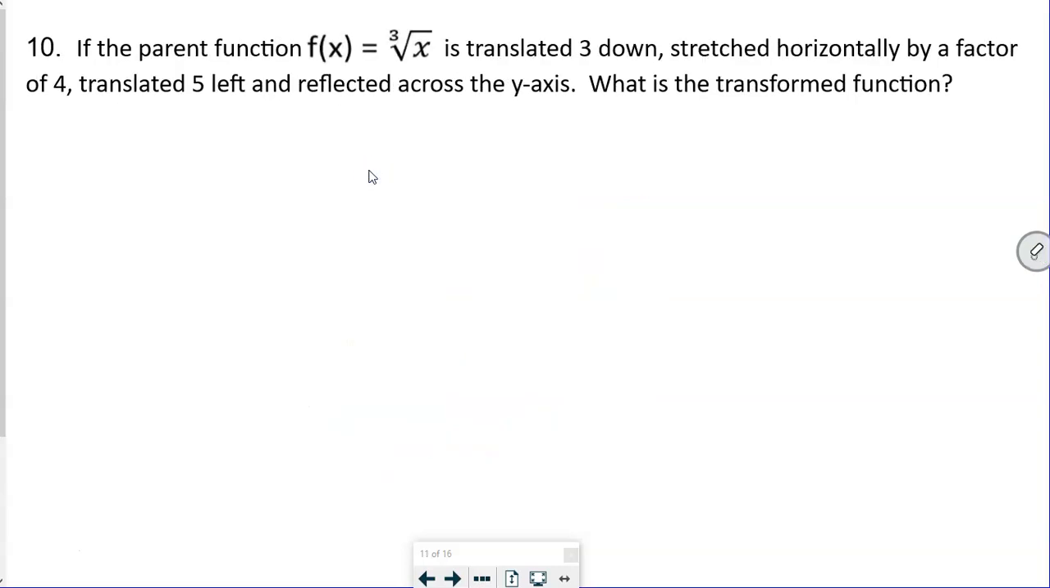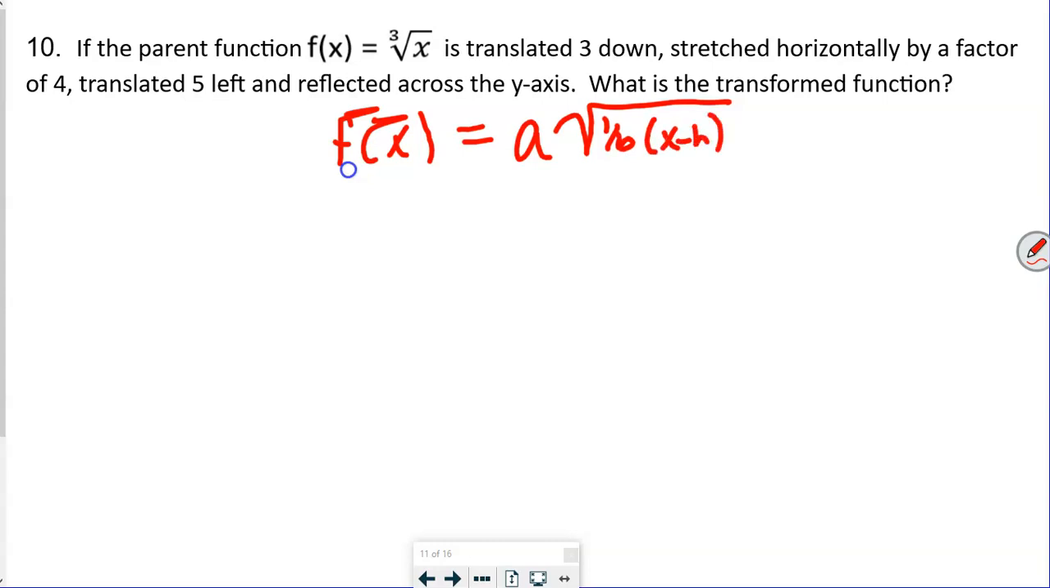So number 10 says that the parent function f of x equals the cube root of x, and it's translated 3 down, stretched horizontally by a factor of 4, translated 5 left, and reflected across the y-axis. What is the transformed function? So the first thing I want to show you guys is this parent function with the transformations. So if we've got f of x is equal to a, which is out front, that would be vertical stretch or compression. B is horizontal stretch or compression. X minus h is going to be left or right, and then plus k is going to be up or down.